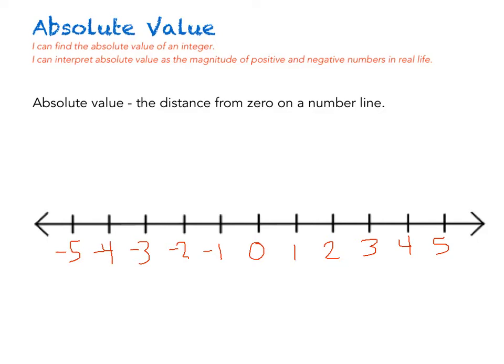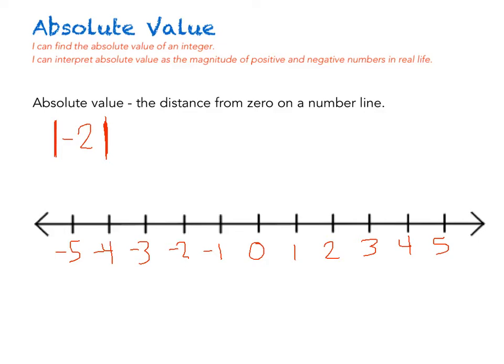If I wanted to find the absolute value of negative 2, first I would write it the correct way. It would look like this. Absolute value is always represented with these parallel lines on each side of the number. When you see those, that means they want you to find the absolute value of the quantity that's inside.